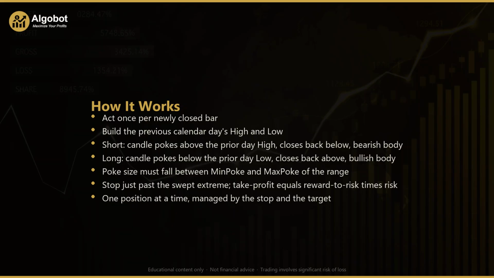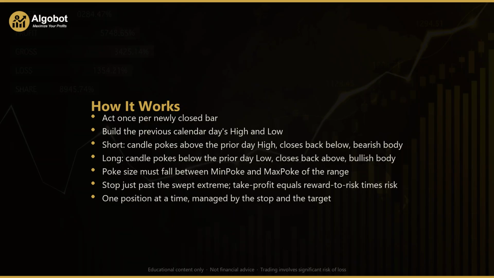Next, it examines the bar that just closed, the candidate fakeout candle. For a short setup, the EA checks whether that candle's high pushed above the prior day high. The penetration has to be at least the minimum poke fraction of the range, so a tiny touch doesn't count, and no more than the maximum poke fraction, because beyond that it's a genuine breakout to skip. On top of that, the candle has to close back below the prior day high, and it has to have a bearish body, meaning it closed lower than it opened.